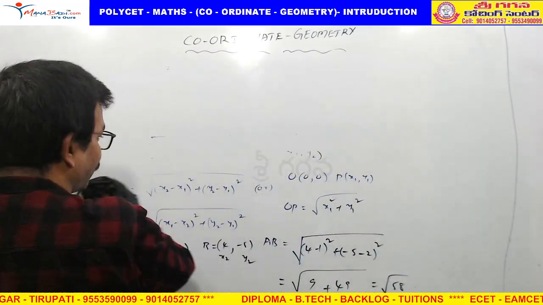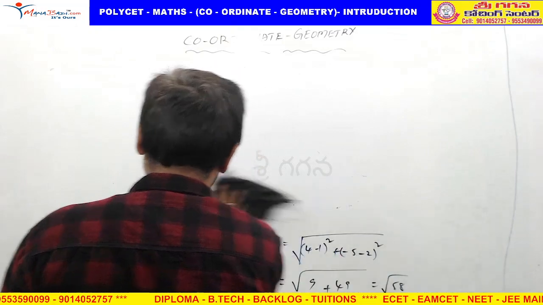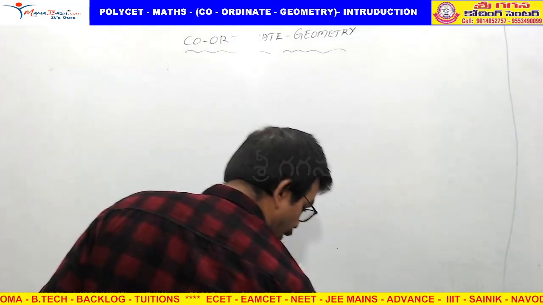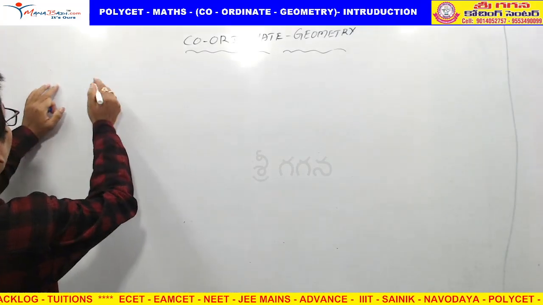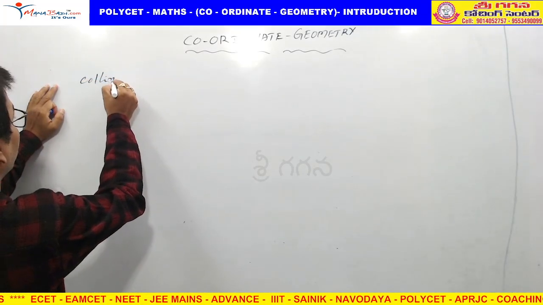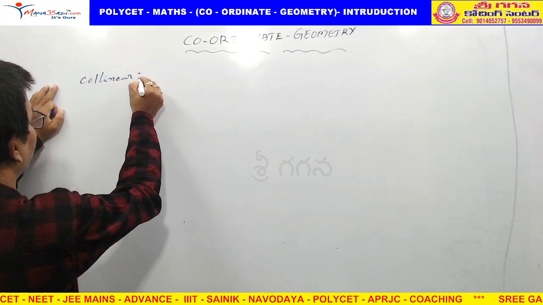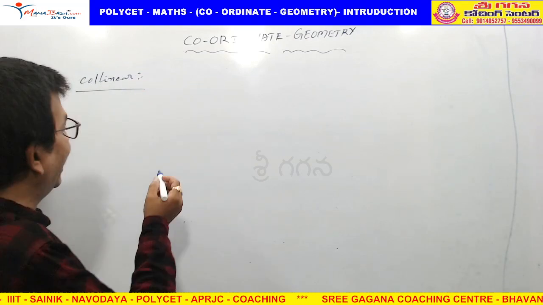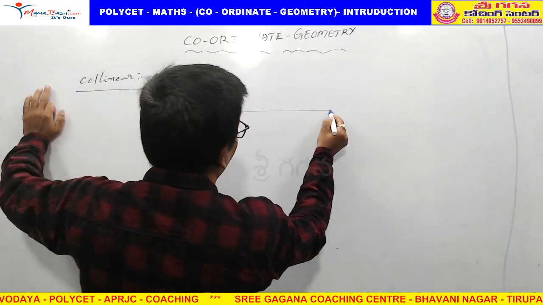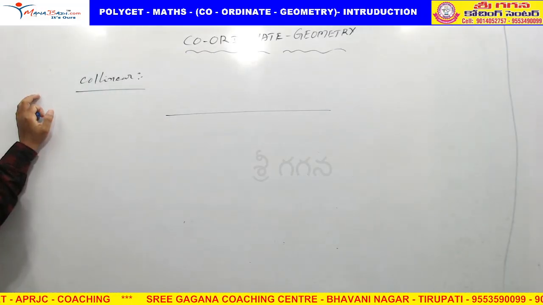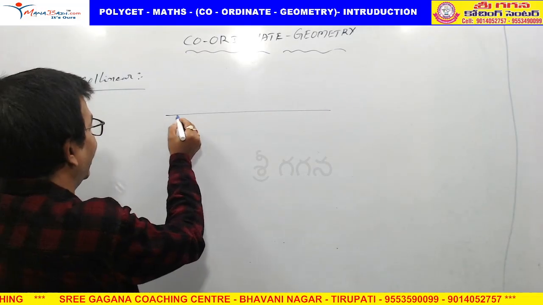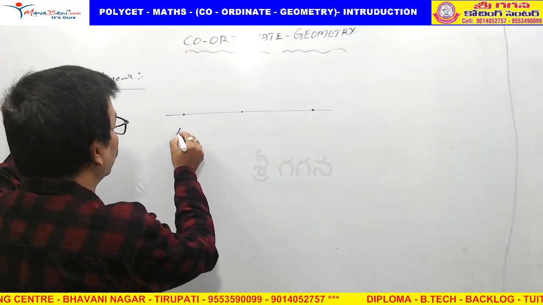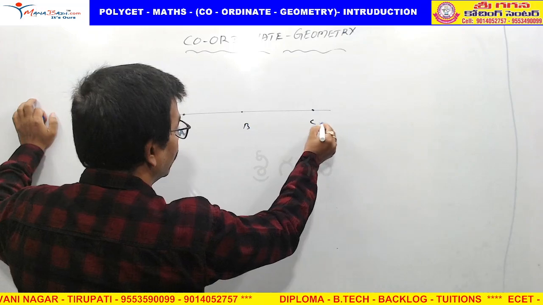Next, collinear. This is also very important. What is collinear? If you take a straight line, on the straight line I am taking three points: 1, 2, 3. If you take any three points on the line, A, B, C.